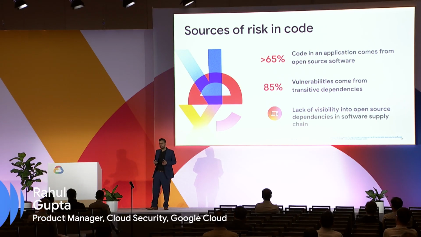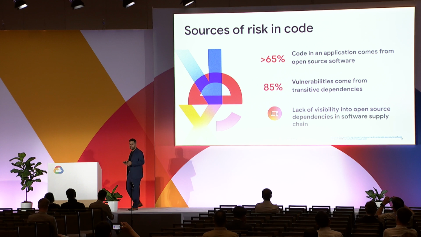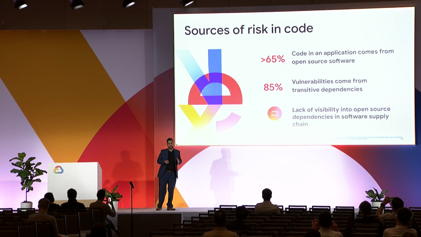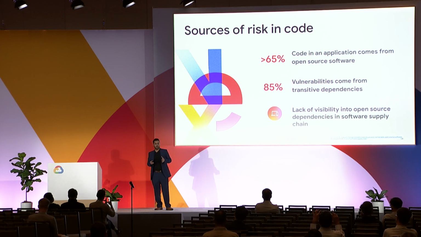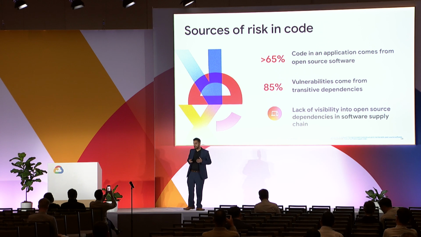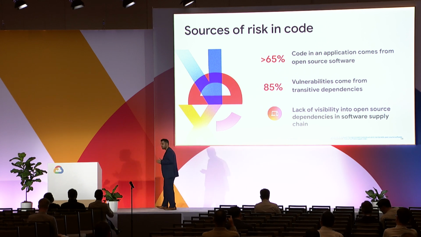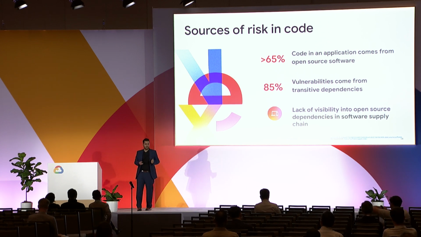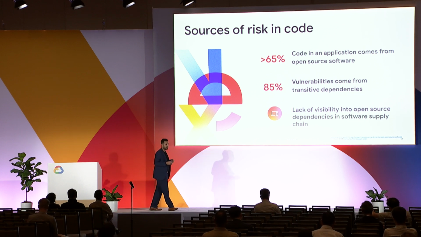To understand the risk in code, we first need to understand what constitutes the code base of a typical application. You'd be surprised to know that more than 65% of an application code base on an average comes from open source software. And what people don't realize is that when we talk about an open source package, it's not just the primary package that you want to use, but also all the dependencies that come with it.